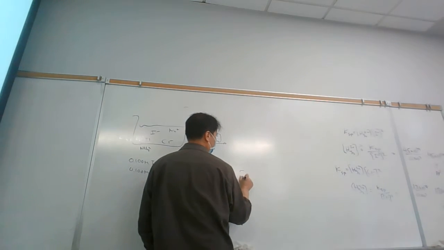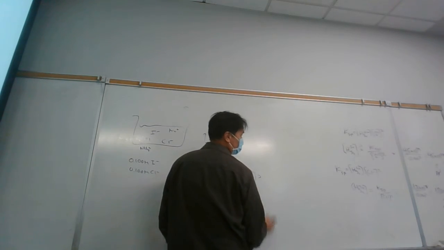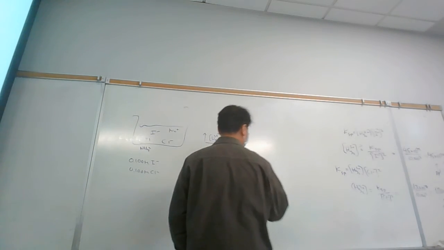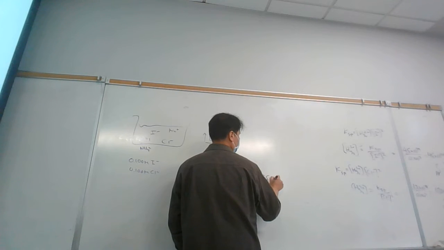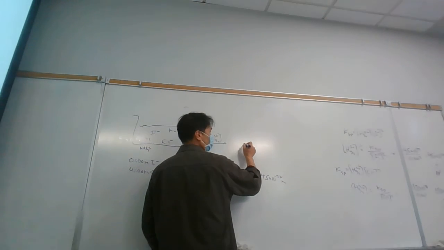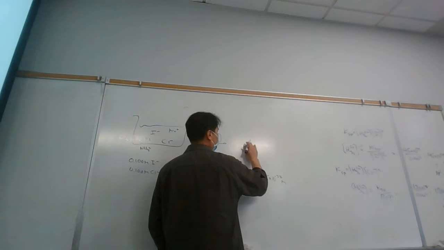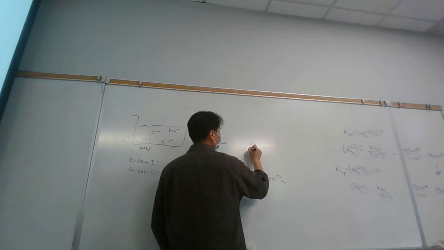When the concentration of mercury 1 hits or becomes greater than 4.5 times 10 to the minus 27 molar, then mercury 1 iodide begins to precipitate.